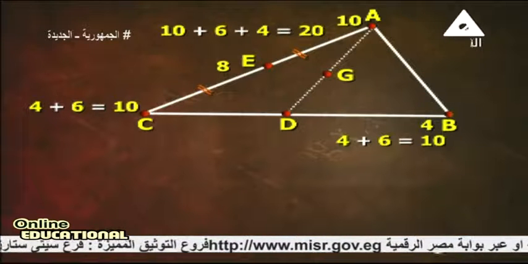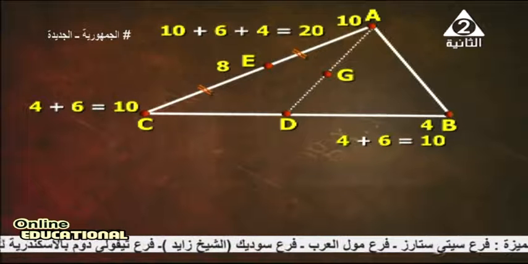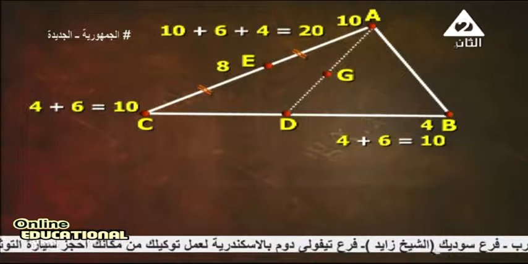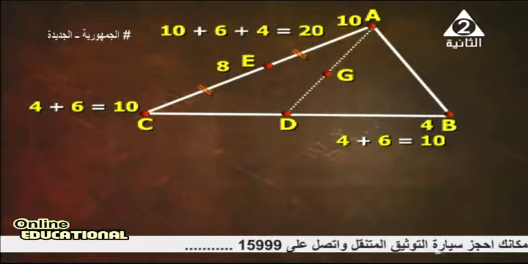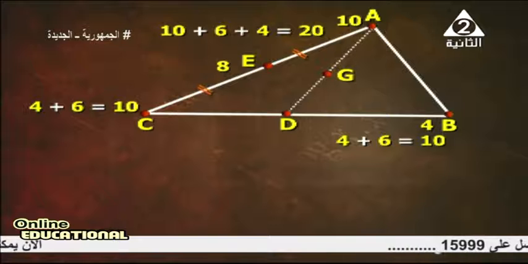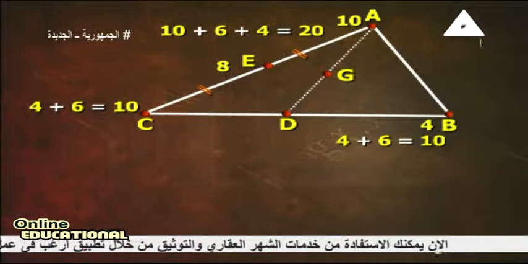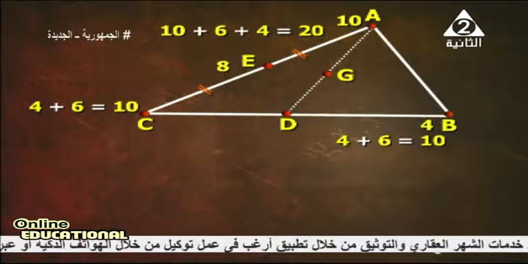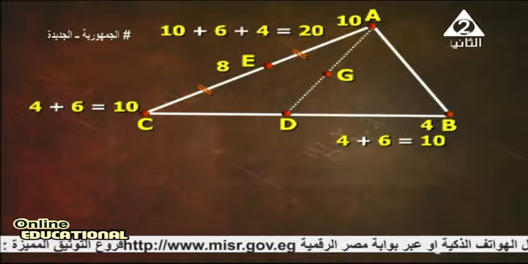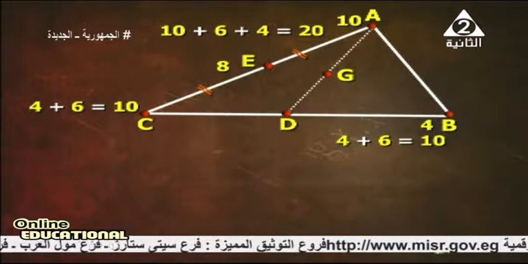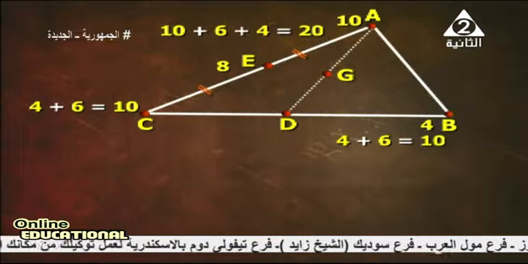At A, after we divide the masses, all the masses at A are 10 plus 6 plus 4, 20 grams. At C, 4 plus 6, 10. We divided the mass of the lamina of triangle ABC into 3 equal masses, each one equal to 6. And we divided the mass at E, which is 8, into 2 equal masses, 4 and 4.